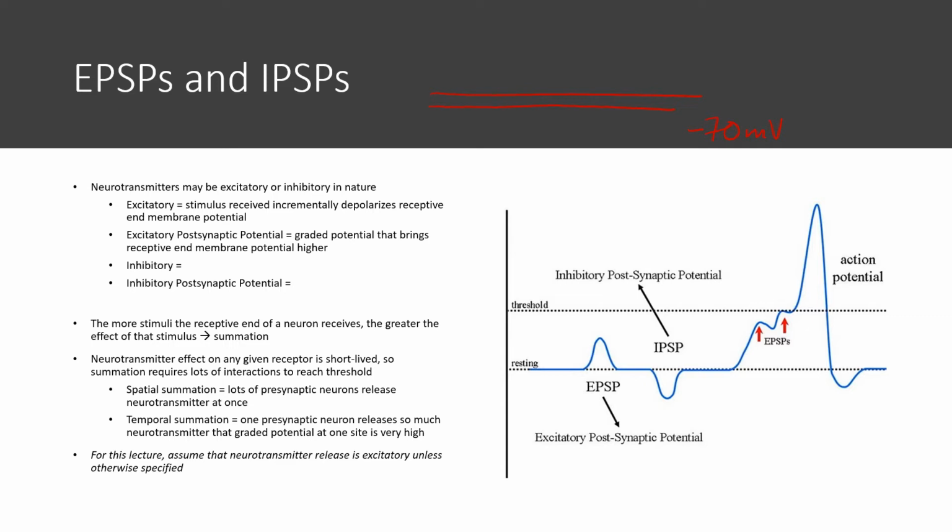If the neurotransmitter released is excitatory, the stimulus received will incrementally depolarize the receptive end membrane potential. So depolarization would be represented by a shrinking of this number. Remember, the 70 refers to the difference. 0 would be no difference. So an excitatory neurotransmitter might open up a channel that'll allow enough of an ion shift to maybe bring that to minus 60.